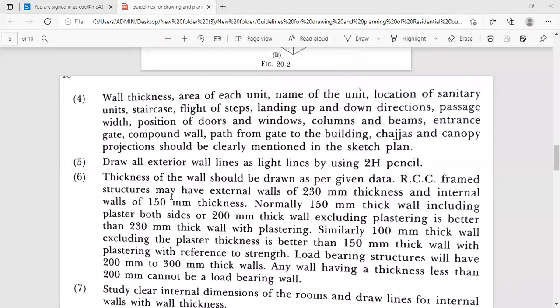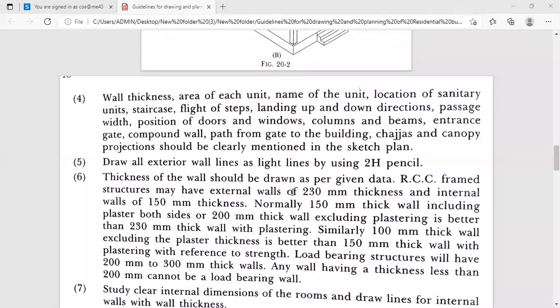The next point is, draw all exterior wall lines as light lines by using a 2H pencil. I think you have already studied about pencils, which pencil we have to use at the time of preparation of the drawing. HB, 2H. HB is nothing but high black. The 2H pencil is a light one. So generally we have to use a 2H pencil while preparing the sketch plan and all those things.